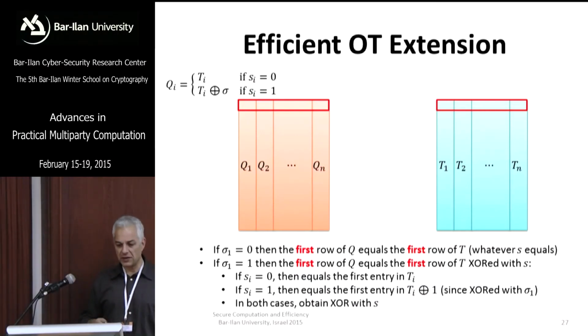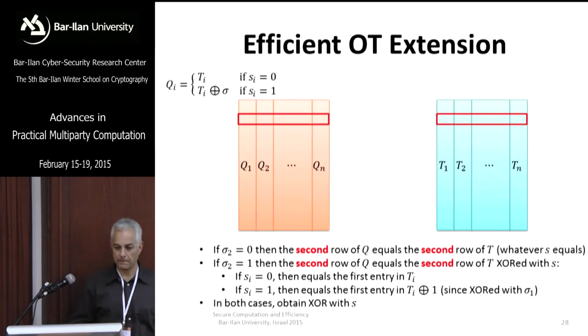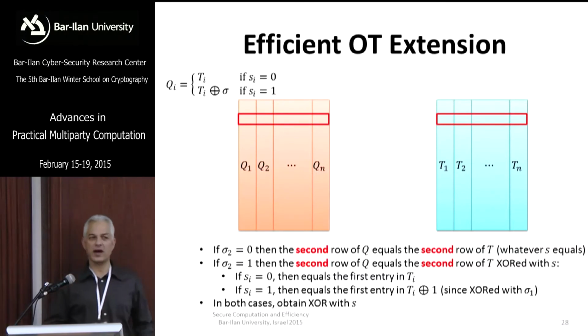So what we get is that if the receiver's choice was 0, this row is equal to the row that the receiver had. And if the receiver's choice was 1, this row is equal to that row XOR S, which is a string that only the sender knows. And for the second row, we get exactly the same thing, and the same thing happens for each of the rows.